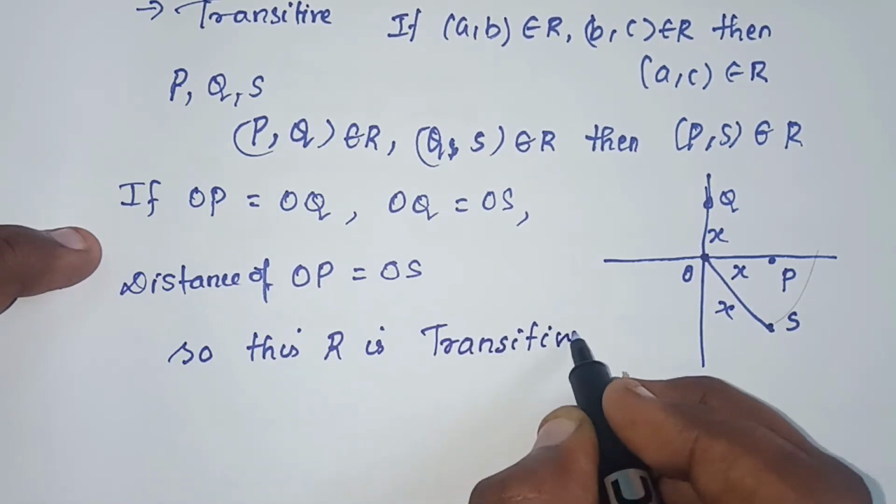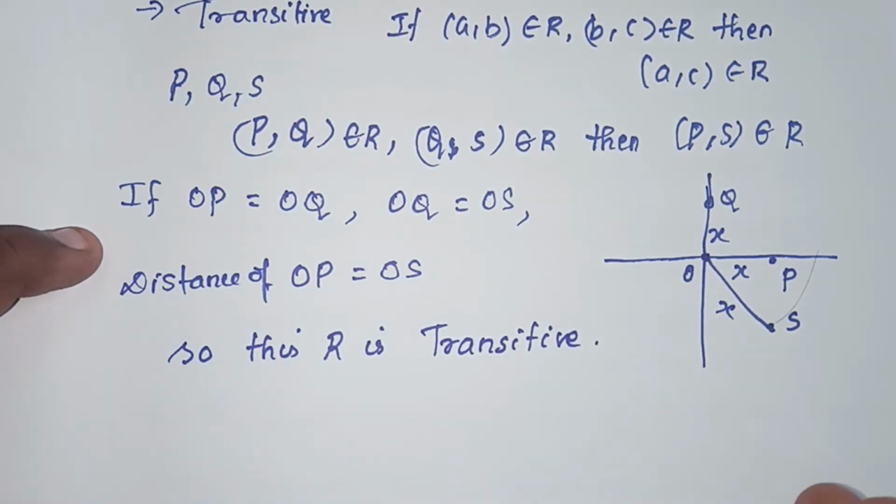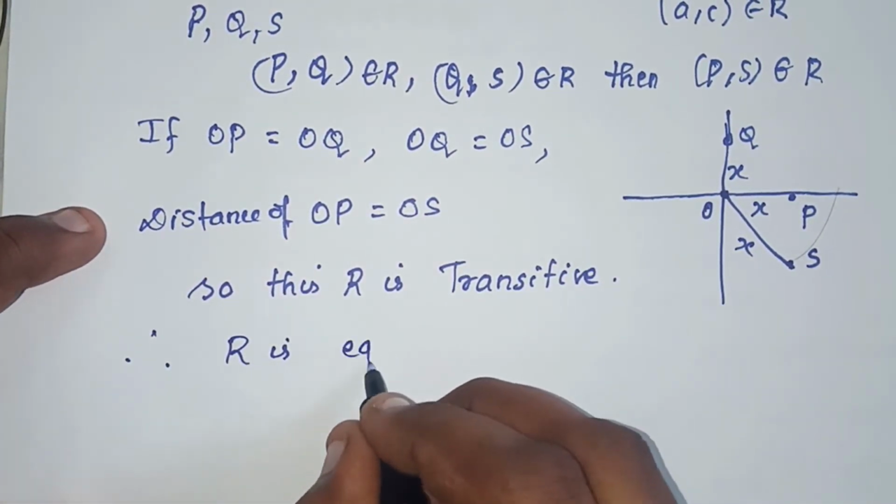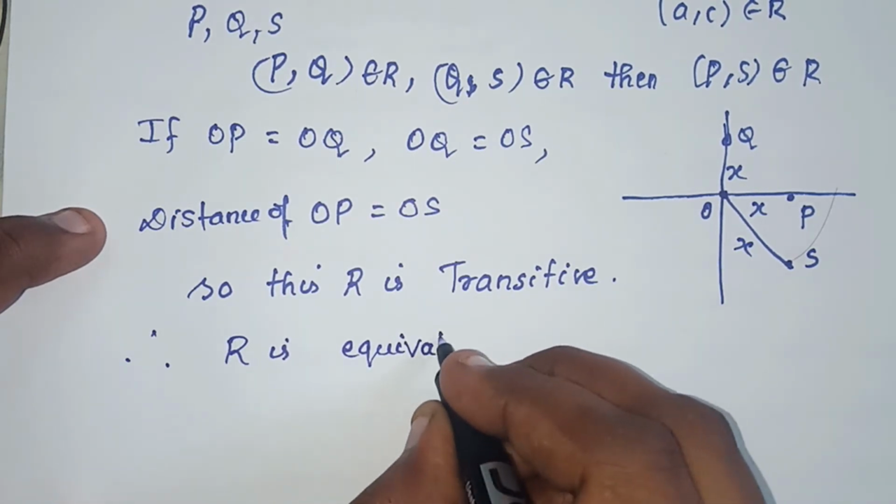So we proved the given relation is reflexive, symmetric and transitive. Therefore, the relation is an equivalence relation.